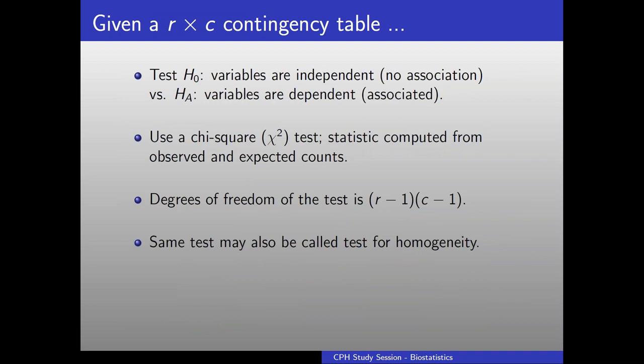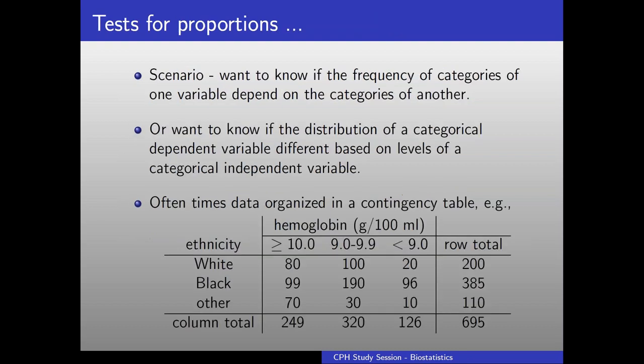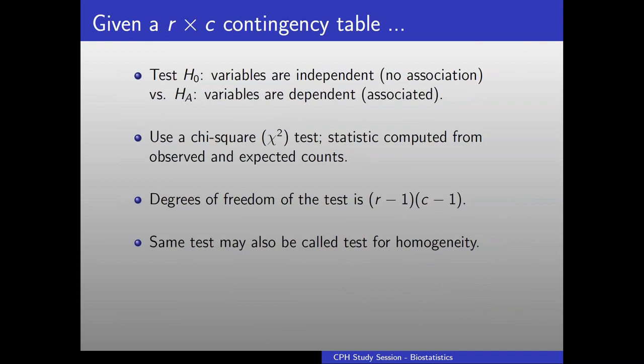The appropriate test here is testing whether the variables are independent versus dependent. So in this example at the bottom, you're determining whether hemoglobin level and race ethnicity are independent or dependent, where the null is that they're independent and the alternative is that they're dependent. You're going to test this using a chi-squared test, which is computed based on observed and expected counts of each cell.